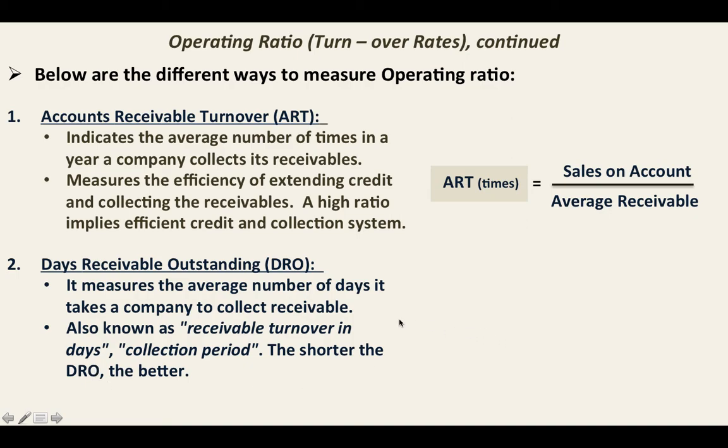The formula for DRO is the number of days in a year, which is 365 days, over the ART times, okay? So your denominator is the accounts receivable turnover, the number of times, and this is what you computed in formula number 1. Some companies use 360 days instead of 365. It depends on the practices of the company.